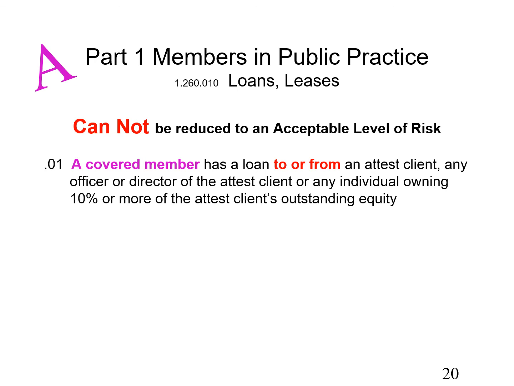We're still in A. A covered member cannot have a loan to an audit client or a loan from an audit client during the period of the engagement. This will impair independence. There are some exceptions out there, but we're not going to bother to learn them all. So if I have a mortgage at Wells Fargo and subsequently we get the engagement to audit Wells Fargo, I do not have to refinance my house with a different bank. I can keep my loan. So there are some exceptions there, but basically the rule says a covered member cannot have a loan to an audit client or from an audit client.